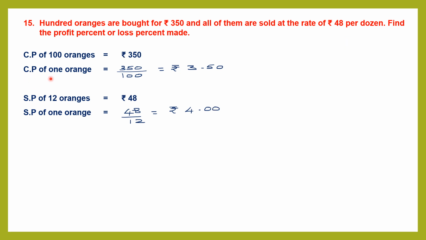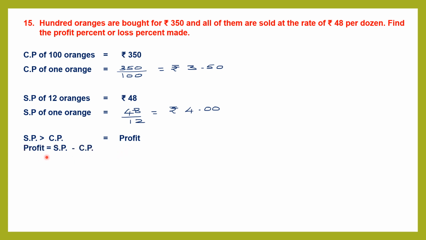So now we have found the cost price of one orange to be 3 rupees 50 paisa and the selling price of one orange to be 4 rupees. From this we can make out that the selling price is greater than the cost price. So when the selling price is greater, there is a profit. So we were asked to find profit percent or loss percent. First we had to find out whether there was a profit or a loss, and we found out that there is a profit. That means first we have to find out what that profit is.